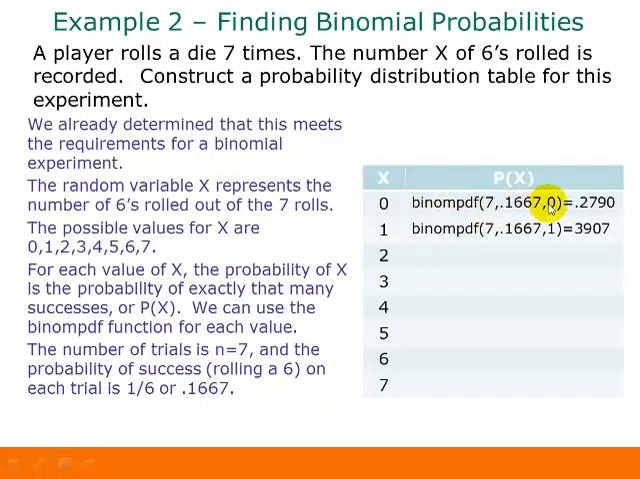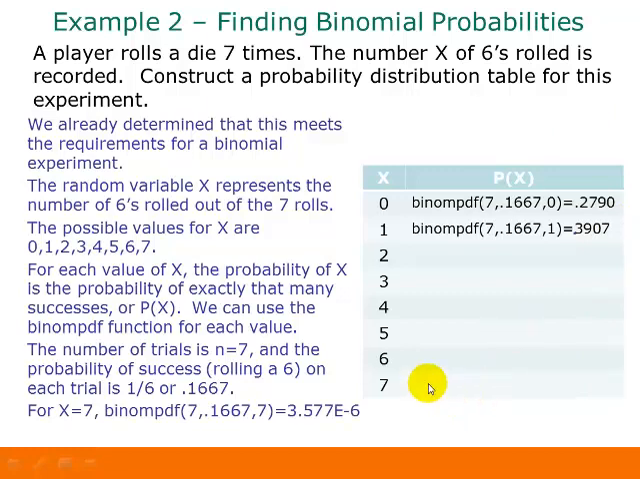So here's how we would calculate the probability for 0 successes. We put in 7 for n, 0.1667 or 1/6 for p, and 0 for x. And in this case that comes out to be 0.2790, rounded to 4 decimal places. The probability for exactly one success is 0.3907. We would do this for each different value of x, and again all you would have to change here is the x value, and do this for each one of these different values, and you would get all these probabilities.